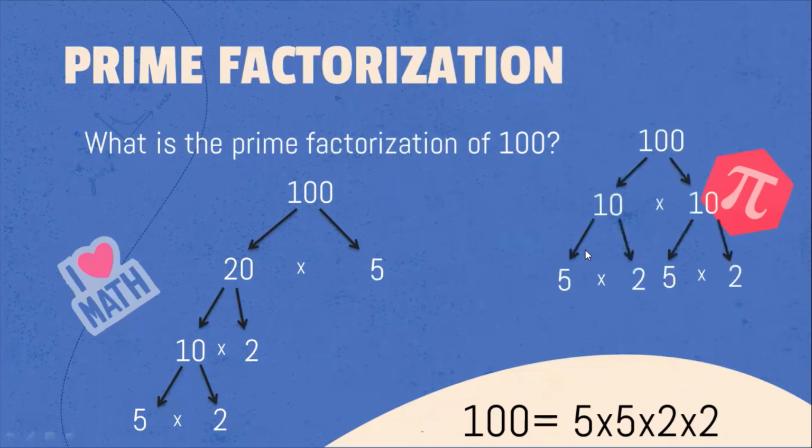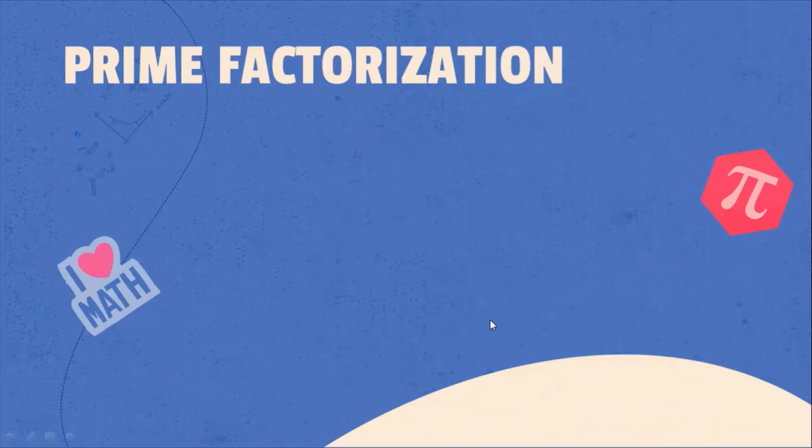Let's try to see another way. We can also write it this way because the factors of 100 can be 10 times 10. Then 10 is a composite number, and we'll be looking for its prime factors, such as 5 and 2. 5 is a prime number, 2 is a prime number. That's why if you write it this way, it can be 5 times 5 times 2 times 2, and the answer is 100.